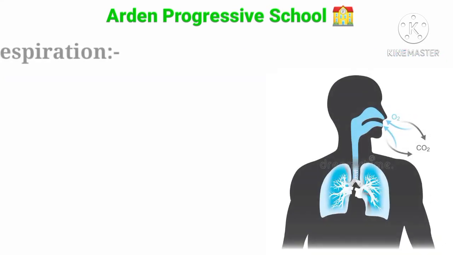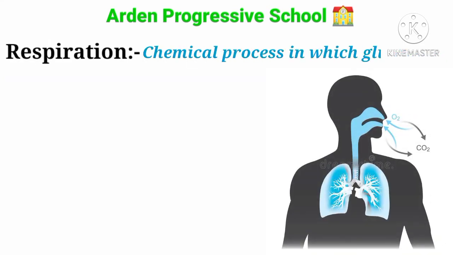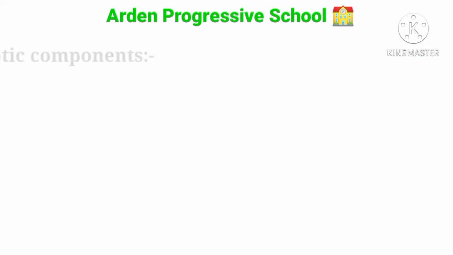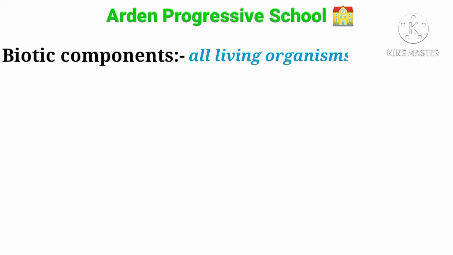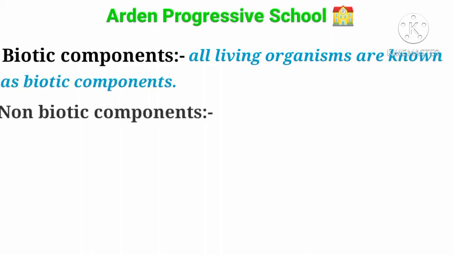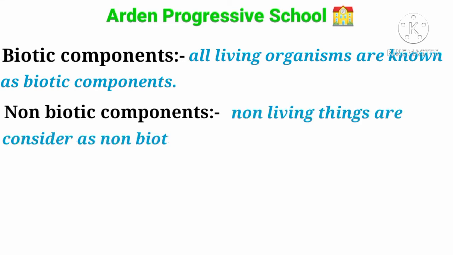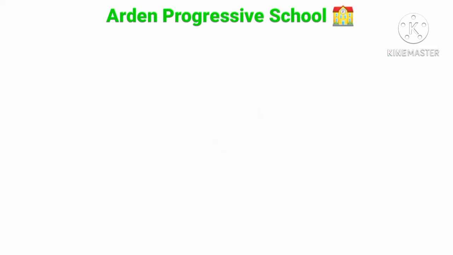Okay. So next is respiration. A chemical process in which glucose is broken down into energy is known as respiration. Next is biotic components. All living organisms are known as biotic components. What are the non-biotic components? Non-living things are considered as non-biotic components. Okay, then like the rock, soil, water are non-biotic components.